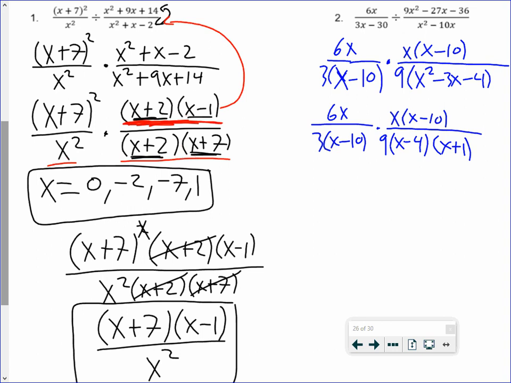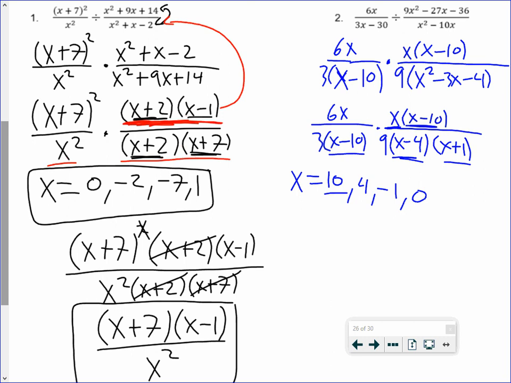Okay? And so from here, we're going to figure out what our excluded values are going to be. So our excluded values are going to be x minus 10, or just 10. The value from x minus 4, which is 4. The value from x plus 1, which is negative 1. The value from this x, which is 0. And the value from this x minus 10, which is also just 10. But we already have it over here. We don't need to write it twice.